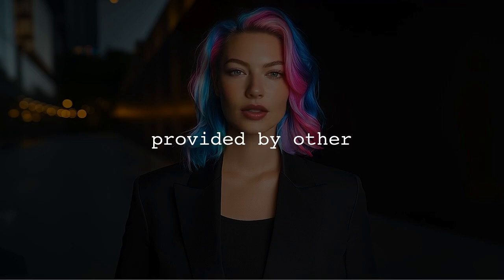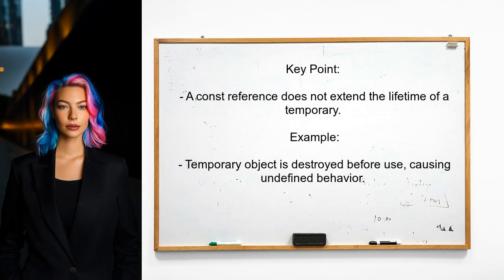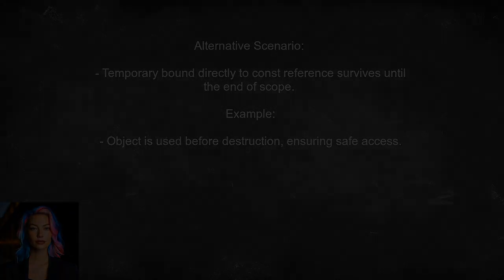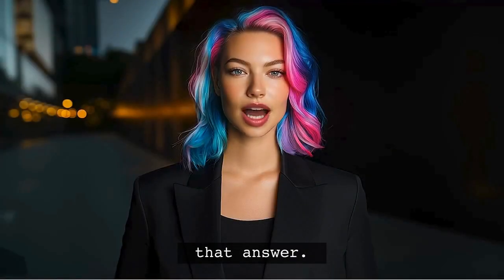Now, let's look at the answers provided by other users. This user clarifies that a const reference does not extend the lifetime of a temporary object in the given situation. They provide an example where a temporary object is created and then printed, but it gets destroyed before the print function is called, leading to undefined behavior. They also show a different scenario where a temporary is directly bound to a const reference. In this case, the object remains alive until the end of its scope, allowing it to be used safely. That's all on that answer. Let's take a look at another one.